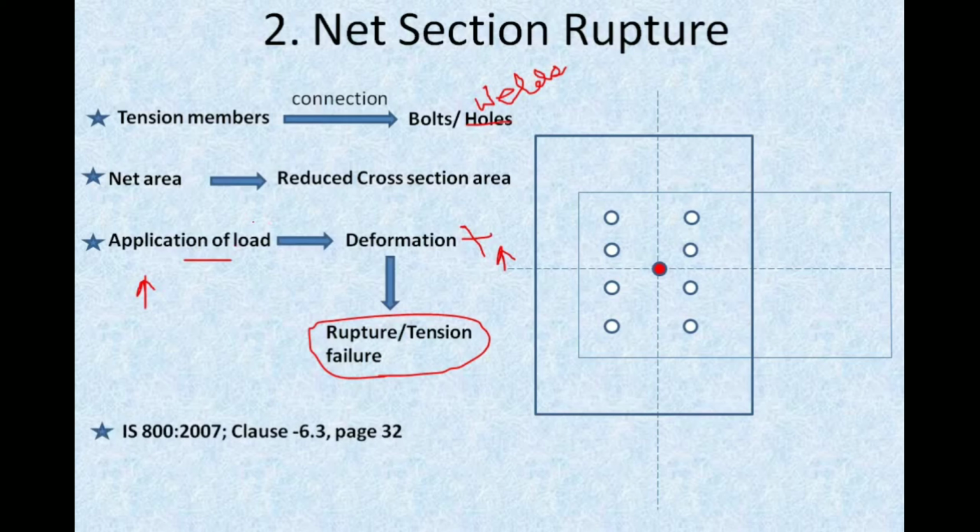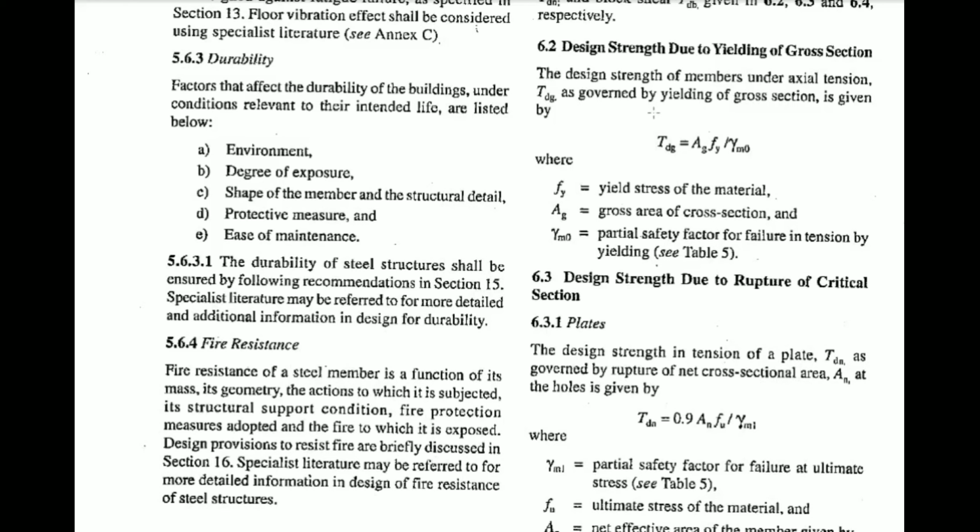Now to find out the strength of this net section rupture, we have to go to clause number 6.3, once again to page number 32. Similarly, here was the strength due to gross yielding of the gross section, and here the strength due to the rupture of the critical section, which is your Tdn, which is 0.9 An Fu by gamma m1.